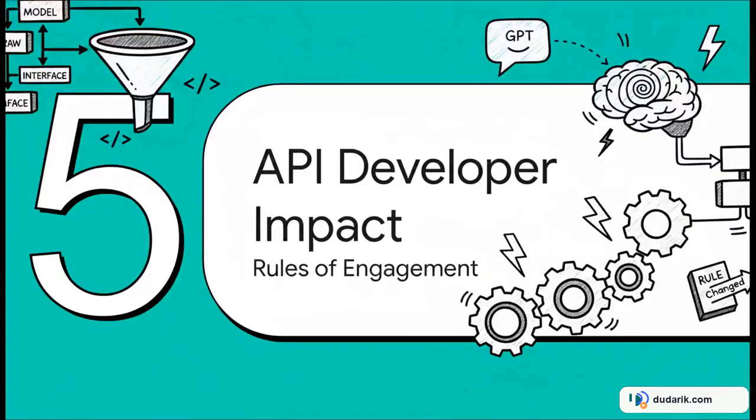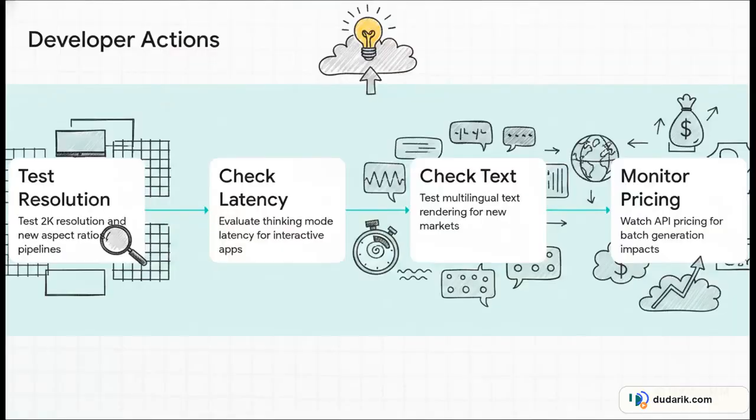And that brings us to Section 5, Impact on API Developers. Let's move on and see how this builds a foundation for the builders out there, because underneath that slick ChatGPT interface is the raw GPT Image 2 model. For developers building real-world pipelines, here is your 4-step action plan. Step 1. Test the new 2K resolution and aspect ratios. Those wider and taller formats completely change what's feasible for your content.